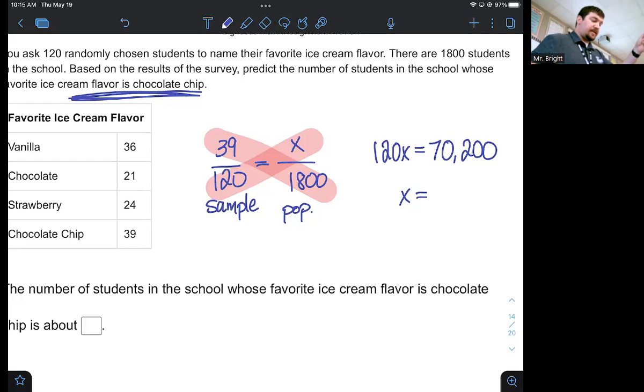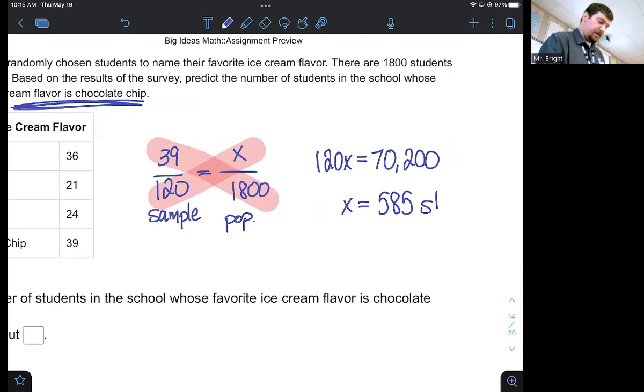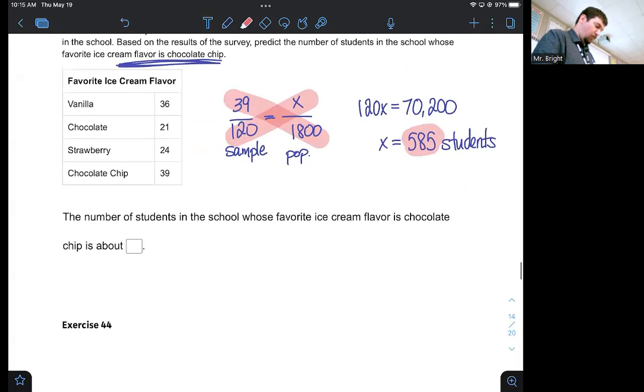Okay. Maddie Ann says, what did you get? 585. Okay, and then on your paper, let's go ahead and label that students. And then on big ideas, go ahead and enter that 585 into the box. Okay, and we'll be ready for number 44.